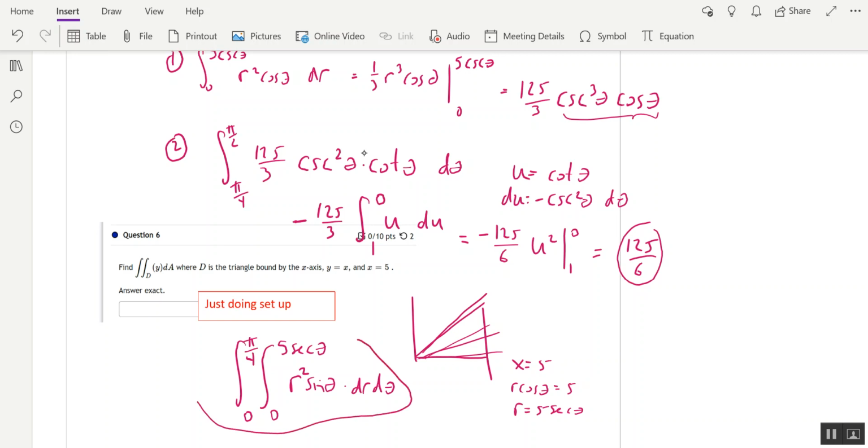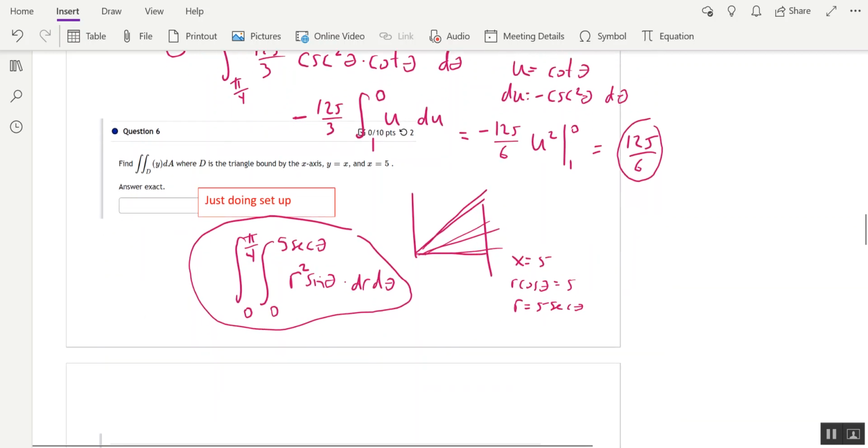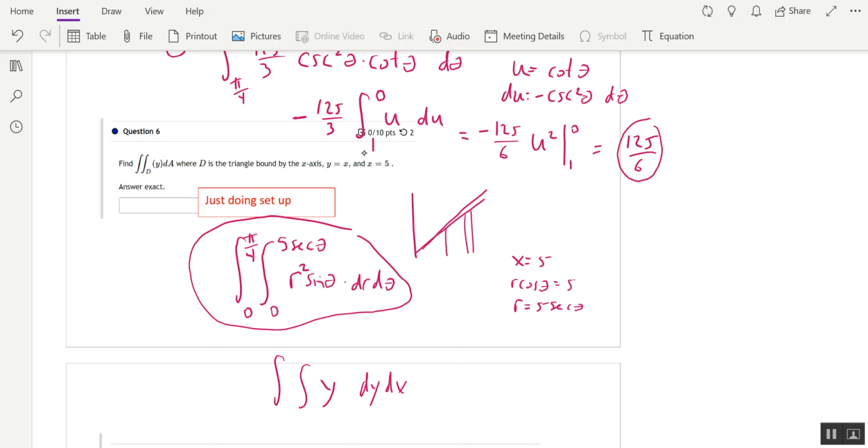And again, you're going to integrate, and this time you're going to have powers of secant and sine, so you'll be able to write it as secant squared times tangent. For the rectangular setup, I always go dy dx if given the choice. So we're integrating y, dy dx. Y goes from 0 to x. Oh, sorry, I'm erasing instead of 0 to x. And then x goes 0 to 5. So pretty simple to do in rectangular, actually.